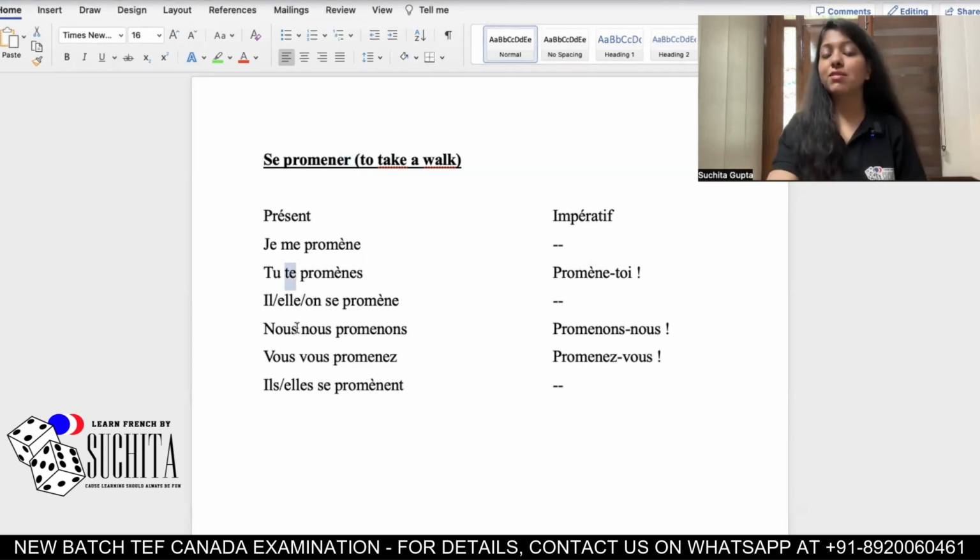Okay? This nous promenons, from here you will remove this nous. You'll write promenons as it is, put a dash, and nous will come forward. It will become promenons-nous. It's very important to put the dash over there. Now, vous promenez. This vous you will remove. You'll write promenez, and then this second vous will come forward and become promenez-vous. So it becomes promène-toi, promenons-nous, promenez-vous. I repeat, promène-toi, promenons-nous, promenez-vous, which becomes take a walk, let's take a walk, take a walk.